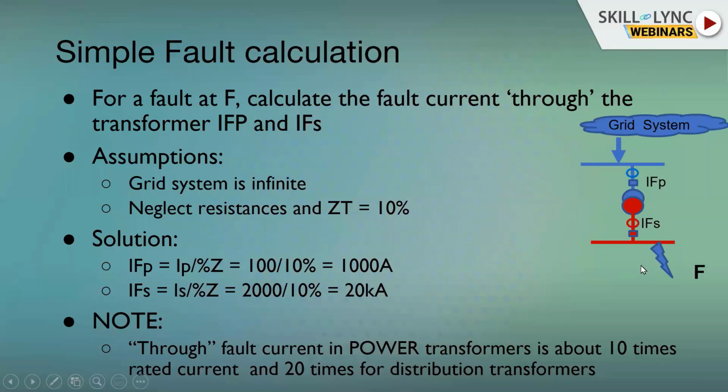In other words, through a power transformer with 10% impedance, the maximum fault current that can flow through the transformer is about 10 times. So this is something I wanted you to remember. It is not going to be 100 times the load current. It's not going to be half the load current. Typically, it's around 10 times. Similarly, in case of a distribution transformer, the through fault current through the transformer would be around 20 times. You know why? It is because the impedance is around 5%. So 1 by 5% gives you 20 times the rated current.